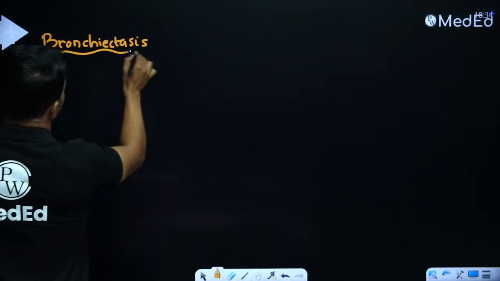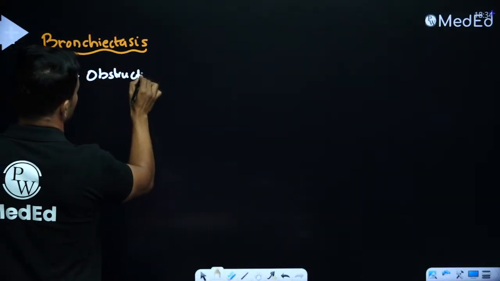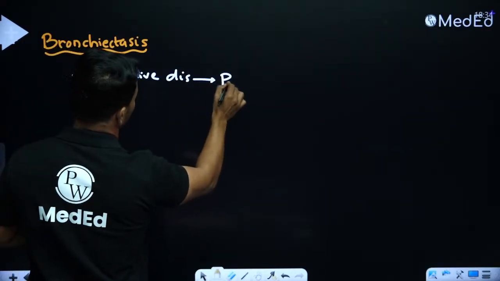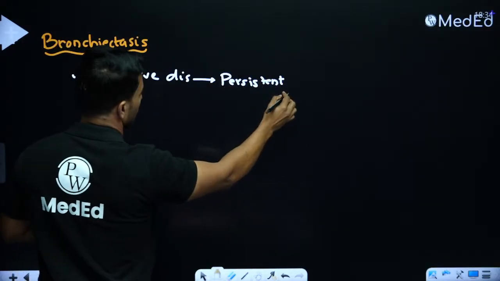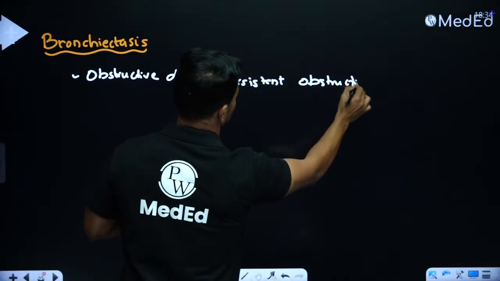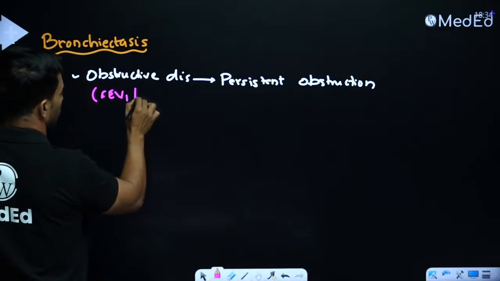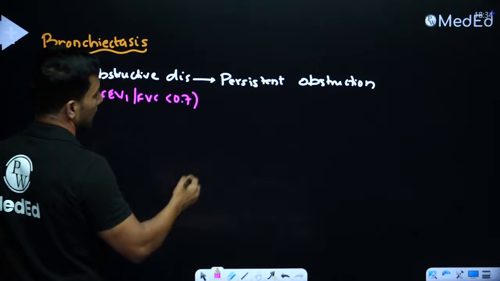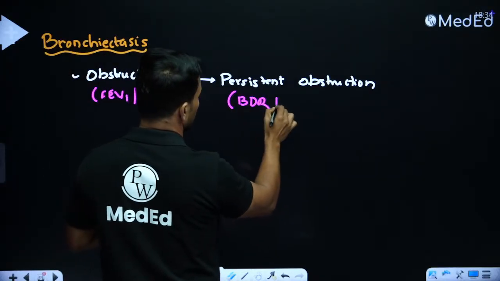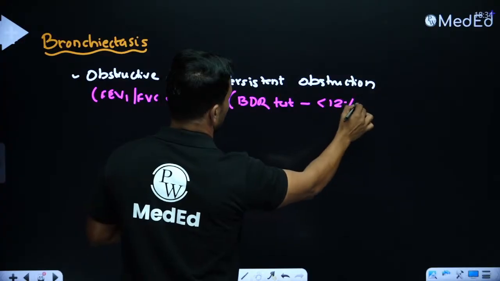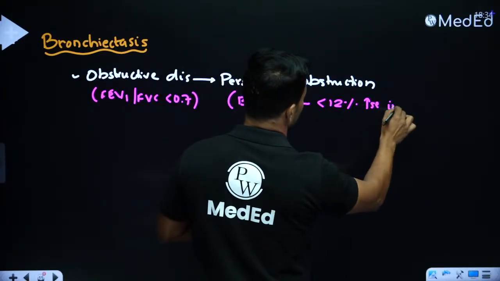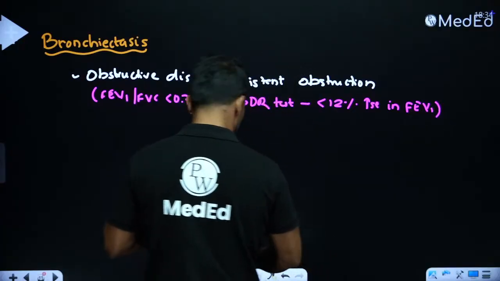Bronchiectasis. So if the question is about bronchiectasis, as we already know, this is also an obstructive disorder, again with persistent obstruction. So that means when I do PFT, my FEV1 by FVC will be less than 0.7, and the BDR test, bronchodilator reversibility test, will show less than 12% increase in FEV1. So far it looks similar to COPD, right?